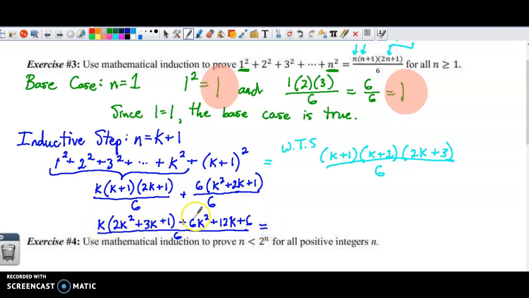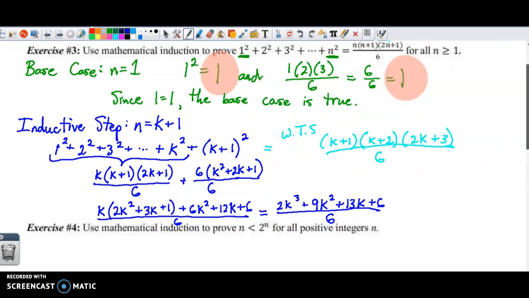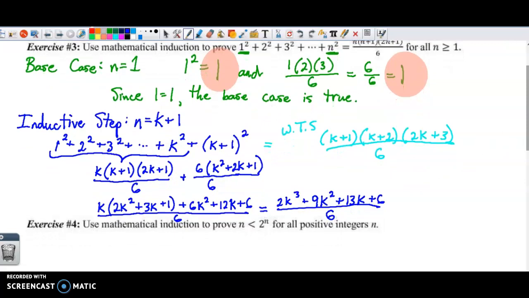And again, I need to distribute some more, so I'm looking at 2k cubed. Let's see, this would be 3k squared plus that 6k squared is 9k squared. Let's see, k plus 12k would be 13k plus 6 all over 6. And here's kind of a shortcut for you. And it's been a while since we've done this, but if I'm doing this correctly, this needs to simplify to what I want to show.